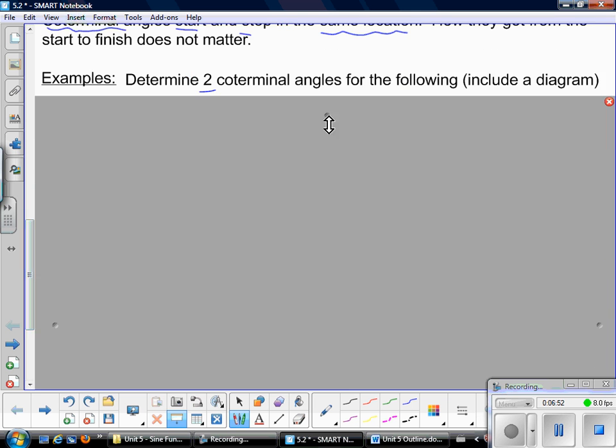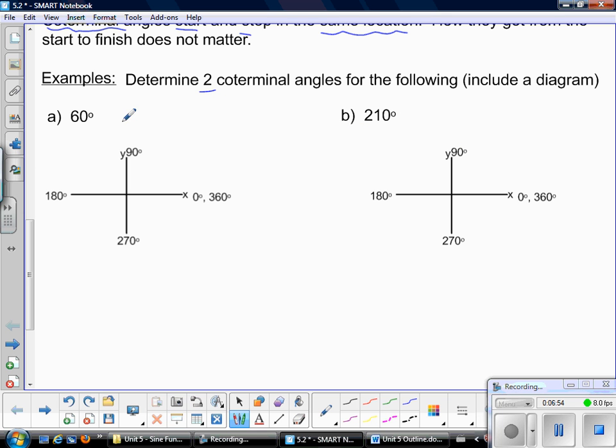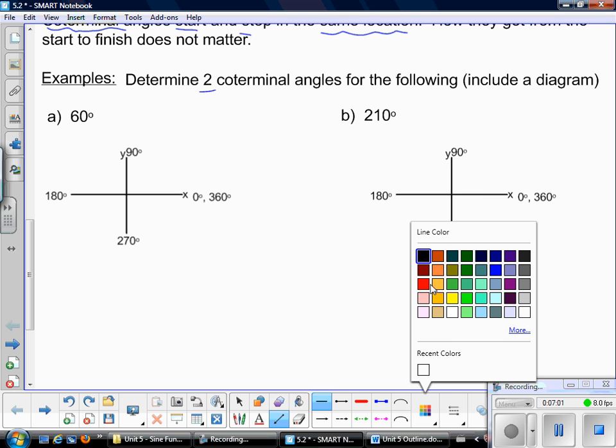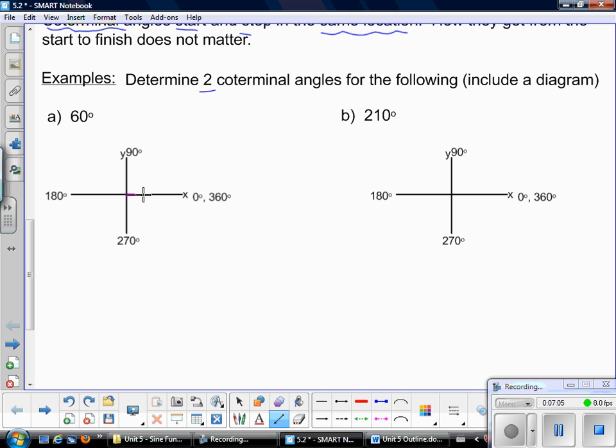Okay, so let's take a look at the first one. The first one says 60 degrees. Well, 60 degrees I know is in the first quadrant. So I would start here and I would finish approximately here. It's not important that you actually get it exactly right. So that would be 60 degrees.